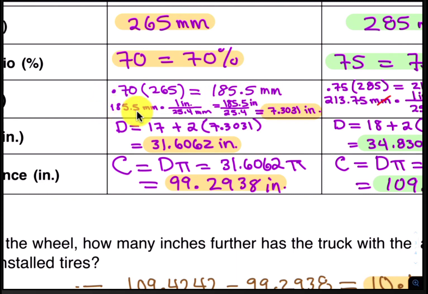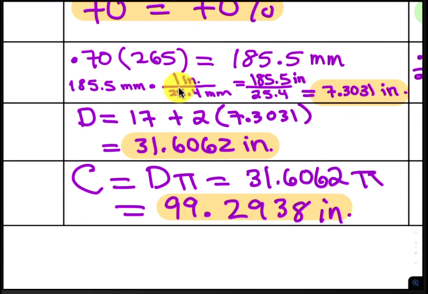So we take the 185.5 millimeters and we multiply it by the conversion factor, that 1 inch is 25.4 millimeters. Now we can get these millimeters to cancel each other out. Millimeters will cancel each other out, and that leaves you with inches. Now we'll multiply 185.5 times 1, which is 185.5, and divide it by 25.4 to get our final answer of 7.3031 inches. So that would be the height of this tire.